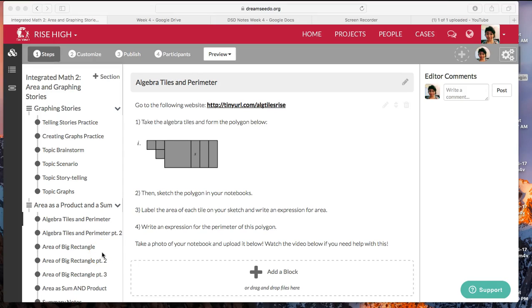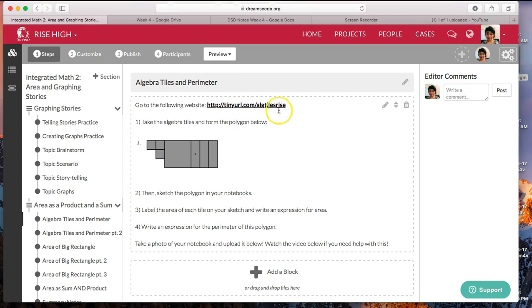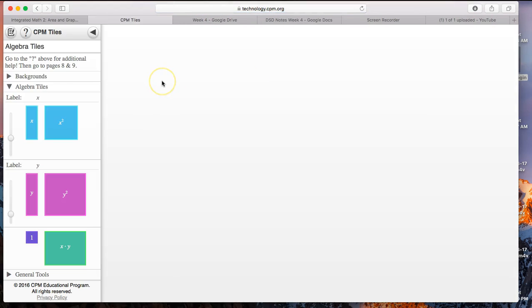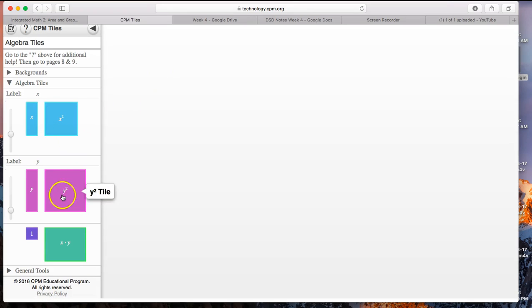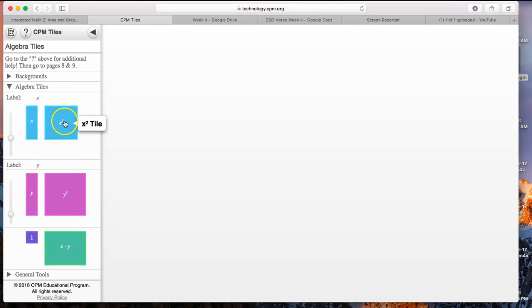All right, so this is what you're going to do next. In this section, we are learning about areas, and you're going to go to this website, and it should open up a website with some tiles. So you see x squared, y squared, a 1 unit tile, and an x times y tile.